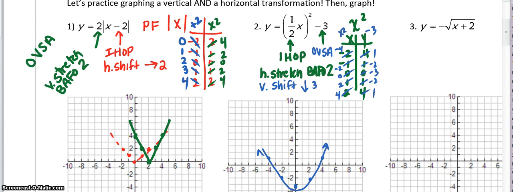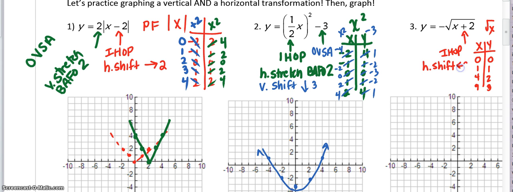All right, this next guy here, the parent function is the square root of x. And I know my original points on this function. I can only plug in positive perfect squares, so I'm going to plug in 0, 1, 4, 9. That gives me 0, 1, 2, 3. That's an IHOP. It's inside of the function. It's going to change my x's. It's horizontal, and it's a shift because I'm adding or subtracting, and I'm going to go to the left 2 because I always do the opposite. That would be like subtracting 2 from all of my x's. So I have a -2, -1, 2, and 7.